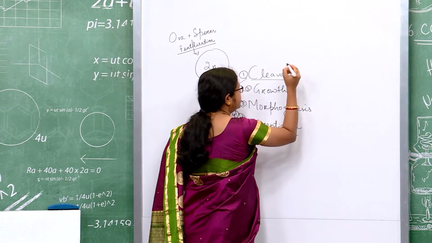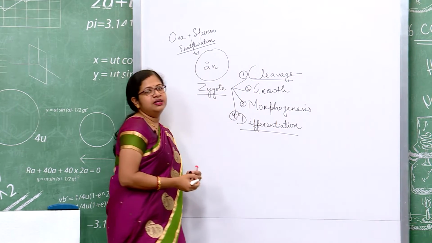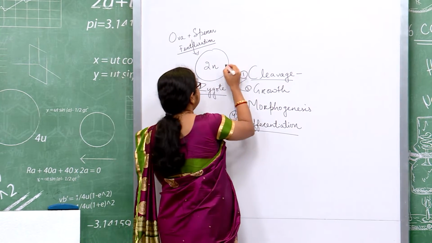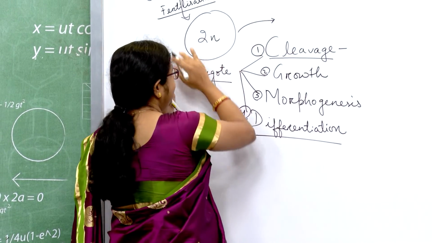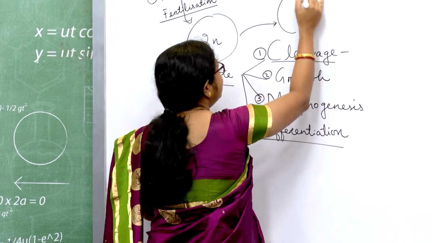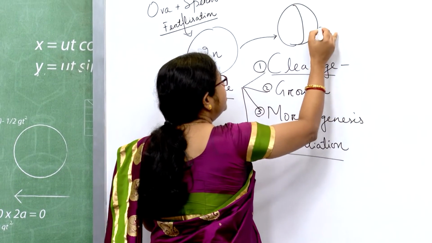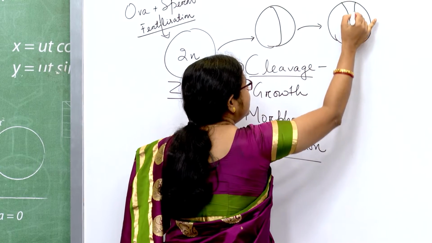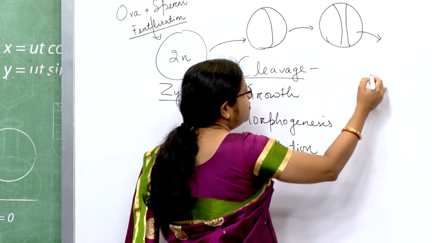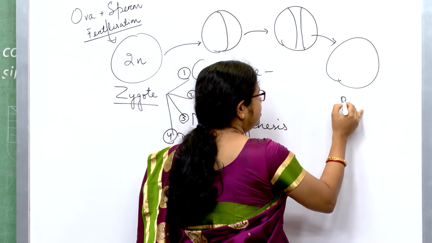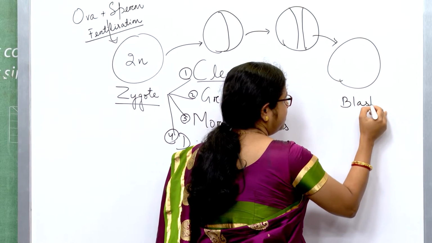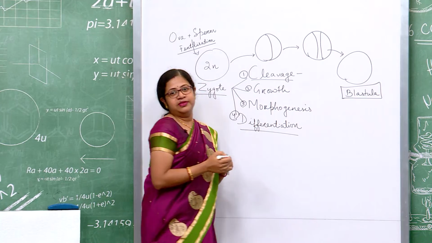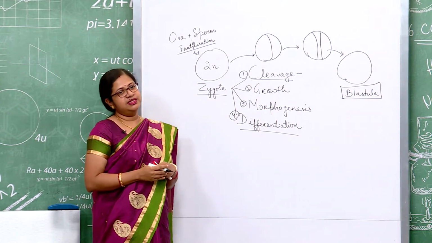Now, cleavage is a very rapid mitotic division. The size of the zygote remaining the same, it will rapidly divide into different types of cells and it will form a blastula. Up to the formation of this blastula, we say that this process is called cleavage.